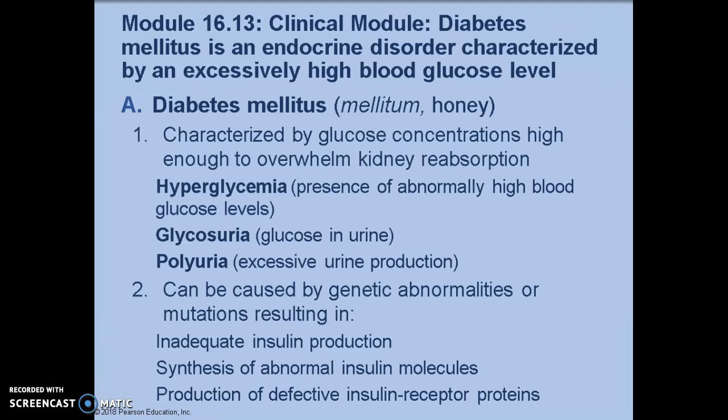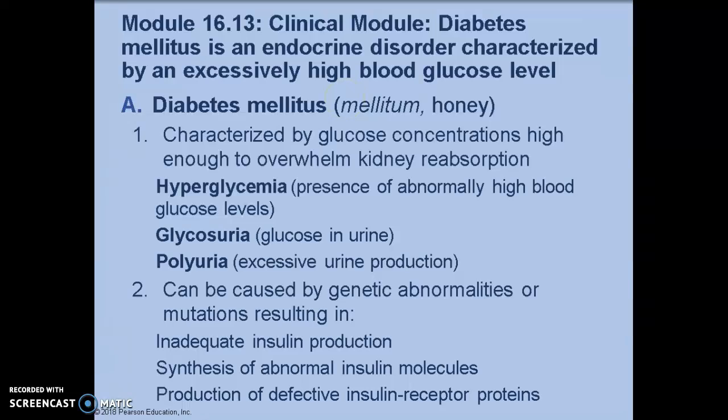It's important to understand diabetes mellitus. In diabetes mellitus, the glucose levels are very high, and it results in hyperglycemia. It results in glycosuria, which is glucose in the urine, and polyuria, which is excessive urine formation. And it may be, well, type 1 is genetic.